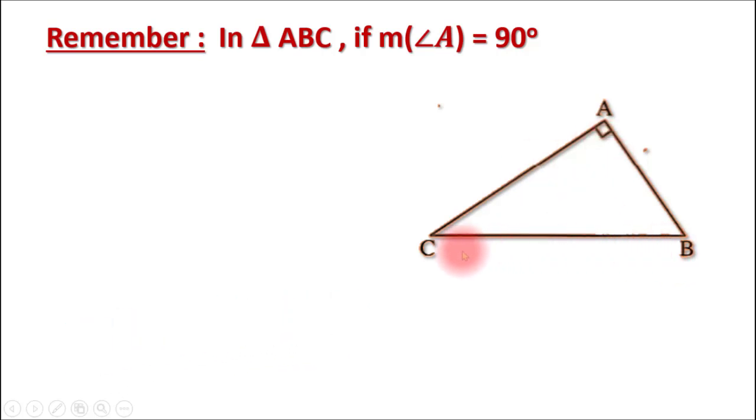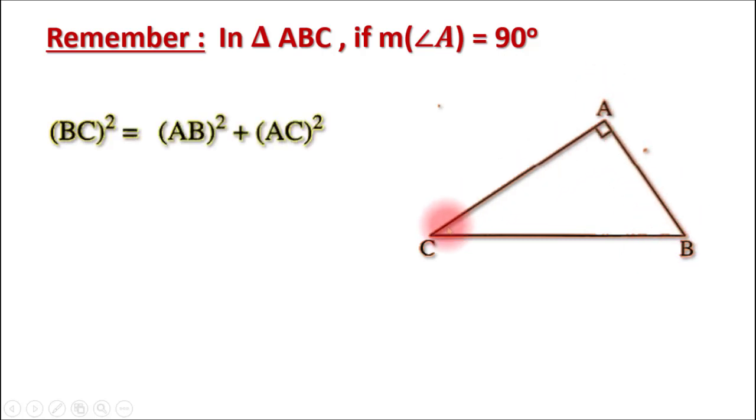To find BC, BC power 2 will equal EB power 2 plus EC power 2. Then we can find the length of BC by taking the square root of EB power 2 plus EC power 2. And to find the length of EB, EB power 2 will be equal to the hypotenuse power 2 minus the other side power 2, which equals BC power 2 minus EC power 2.